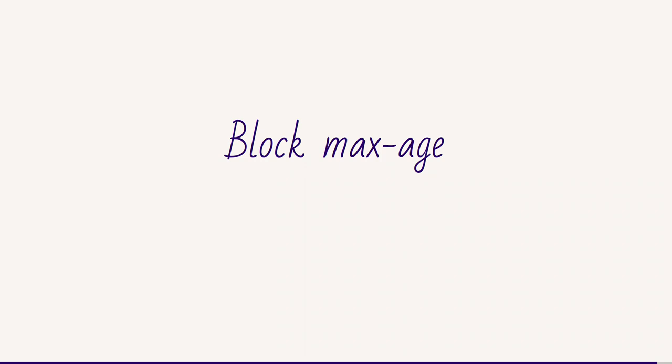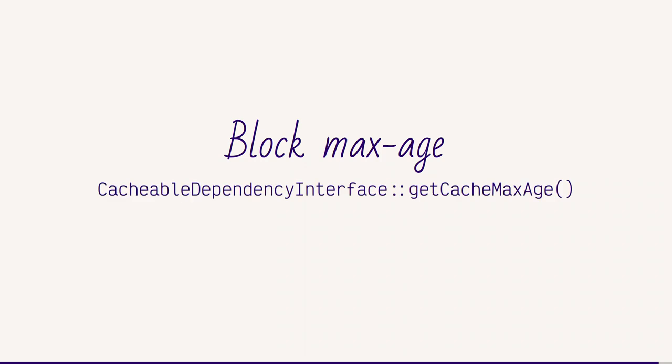Blocks actually have an additional method on them that's called getCacheMaxAge, and it inherits that from cacheable dependency interface. You've probably never heard of this because I didn't until I was troubleshooting it for 3 hours one day. You have to override this in your block class in order to quote unquote bypass cache for a block.